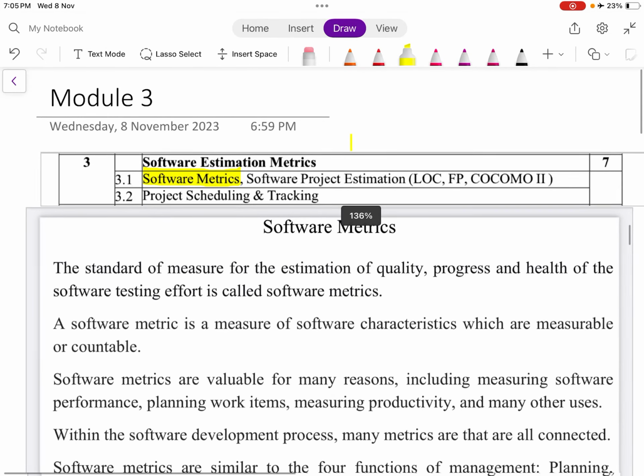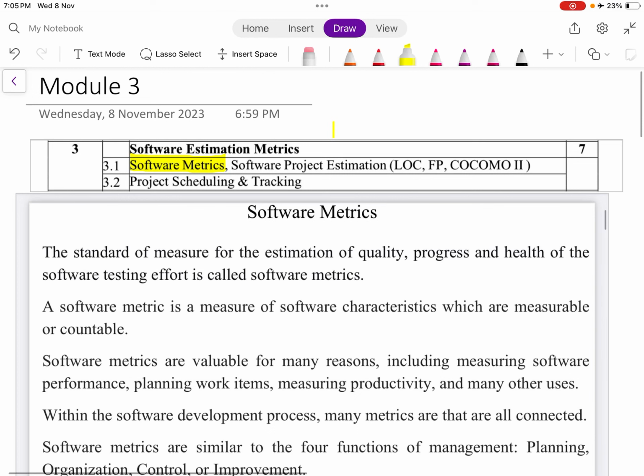So module number 3 is software estimation metrics. Software estimation metrics, under which the first part is software metrics. So what is software metrics? The standard of measure for the estimation of quality, progress and health of software testing effort is called software metrics.